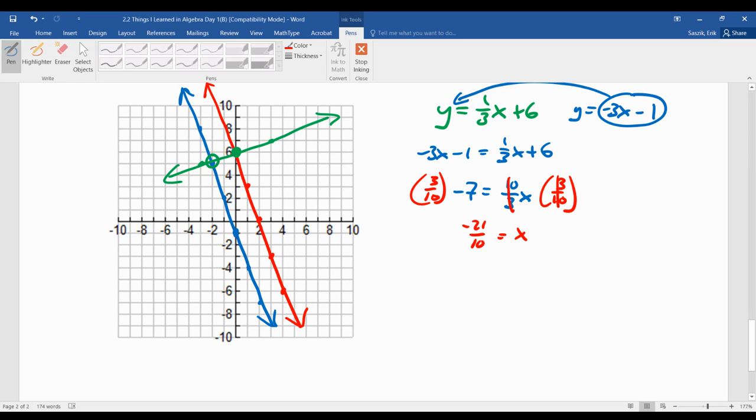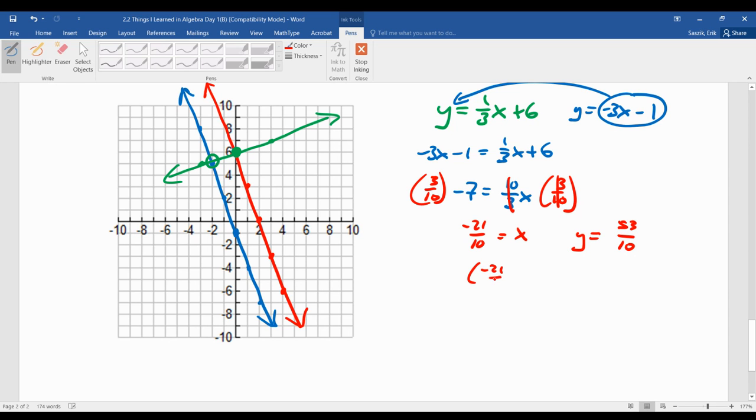I still have to find out the y value. These numbers are getting a little bit big, so we might need a little calculator to benefit us a little. But here, watch this. In my head, I could plug this in here. Negative 21 over 10 times negative 3. Well, a negative times a negative is positive. 3 times 21, of course, is 63. So I have 63 over 10 minus 1. But 63 over 10 minus 10 over 10 would be 53 over 10. So that is my point of intersection.